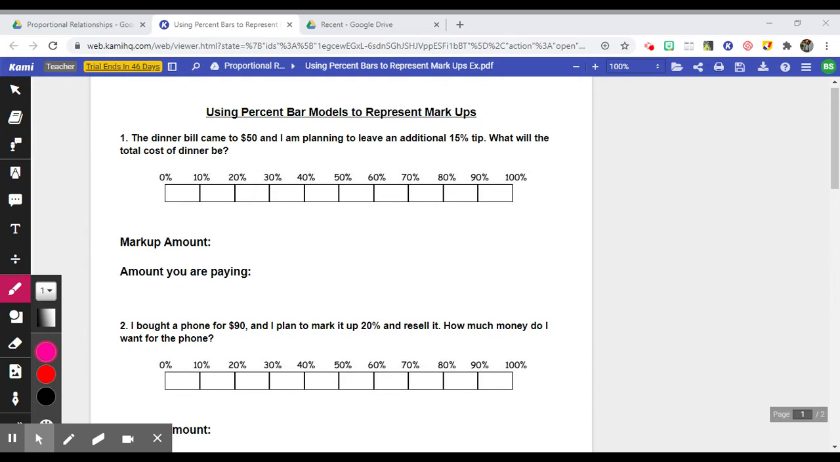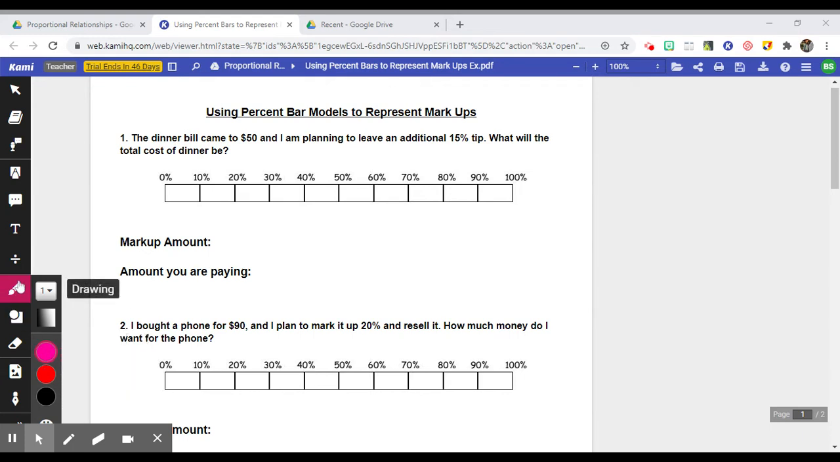Sometimes companies will add value or add a price to the item that they want to purchase. And then other times you just need a sales tax, or sometimes you give somebody a tip at a restaurant. So those are all examples of markup where the price is increasing by a certain percentage. So again, we're going to use percent bar models to do that. In this video, I'm going to demonstrate using CAMI, which is what you are going to be doing with your independent practice today.